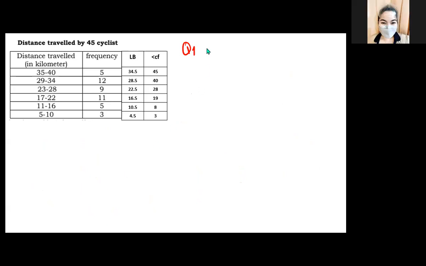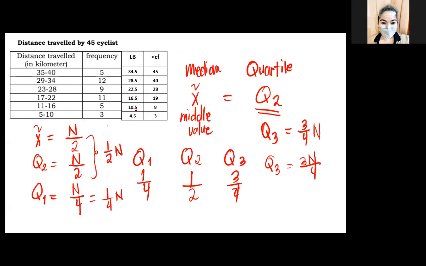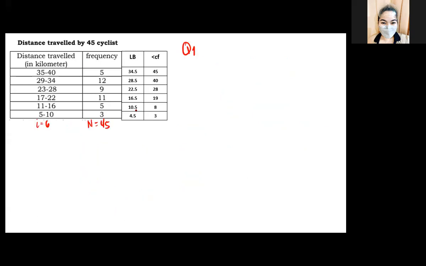Using these facts, pwede natin makuha si first quartile by doing the same process. So una, ang gagawin natin, syempre yung I natin dyan ay 6, yung N natin ay 45 pa rin. Una, gagawin natin dahil we know already these facts. Gawin natin yung formula, no? Ano magiging formula natin for this?